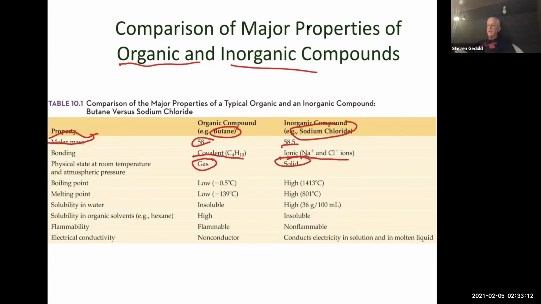Boiling point, -5 degrees centigrade for butane, 1,413 degrees centigrade for sodium chloride. Much higher boiling point. Melting point is the same way, very low, extremely high. To break the intermolecular forces between butane molecules is easy. We can put it into a gas state. To break the bonds of sodium chloride is extremely difficult. We've got to really heat the salt up to break those bonds.